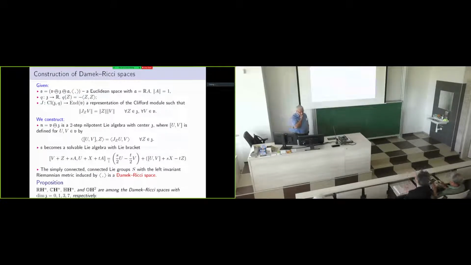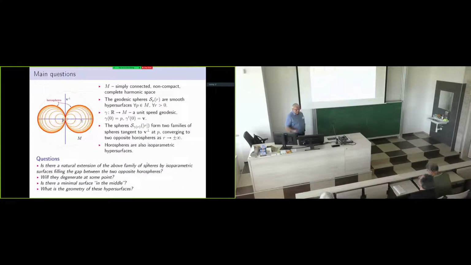So among the Damek-Ricci spaces, we have the non-compact two-point homogeneous spaces, these hyperbolic spaces over different coefficients, so R, C, H, and the Cayley numbers. But all the other Damek-Ricci spaces which are not equal to these are non-symmetric spaces. So they are really counterexamples for the Lichnerowicz conjecture.